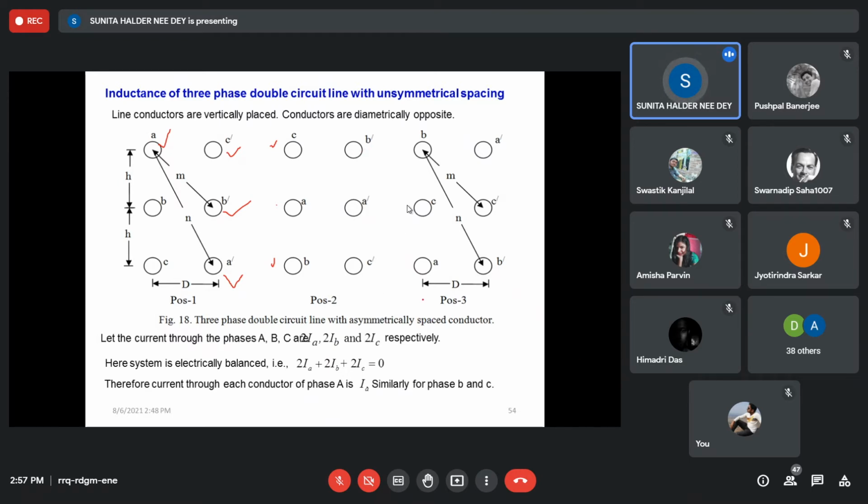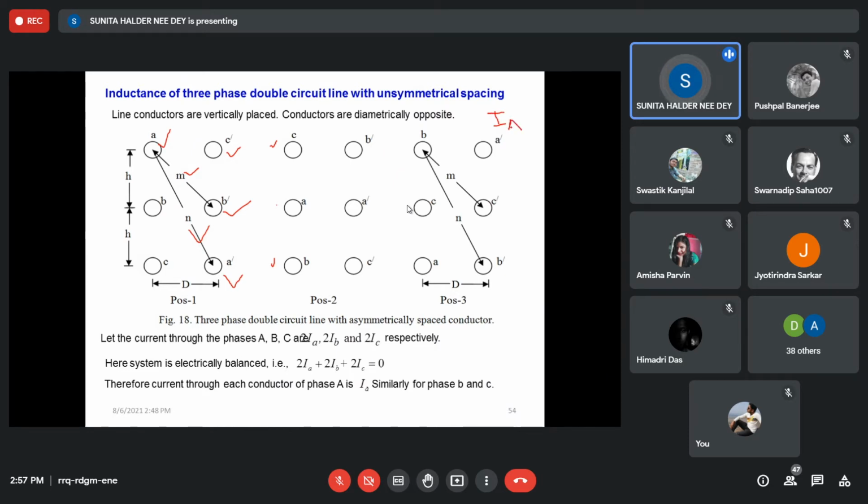Similarly for the remaining. Now if we know the spacing between the conductors, say the vertical distance is h and the horizontal distance is d, then we can find out this m and n in terms of h and d. So they are available. Now you see, we want to find out the inductance of this line. Now we can assume that the current per phase, say for A phase, is capital IA.